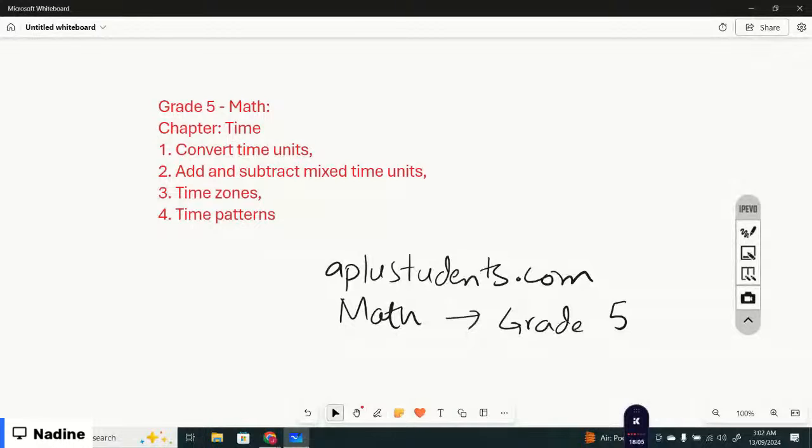We're going to start with the chapter time. The lessons we're going to cover today are convert time units, add and subtract mixed time units, time zones and time patterns. So please make sure you have your notebook and pencil so that you can note down the important examples and definitions as well.